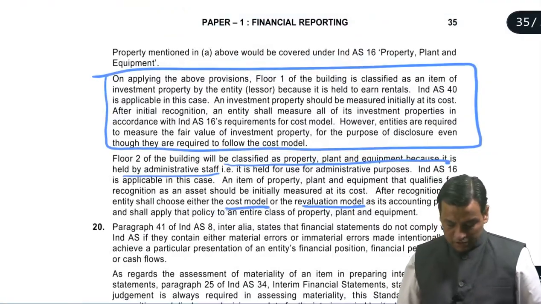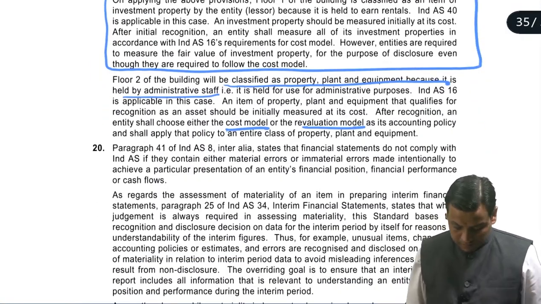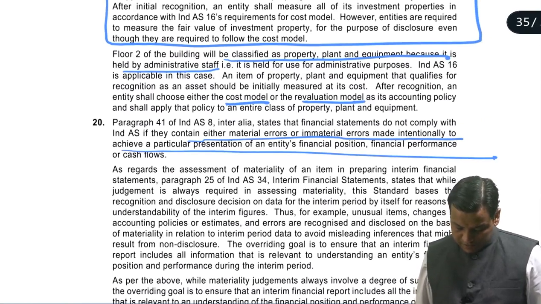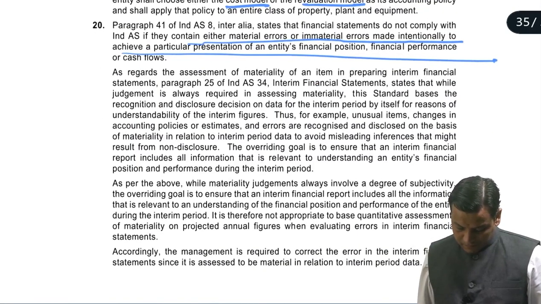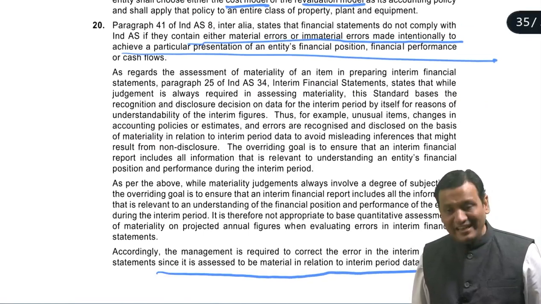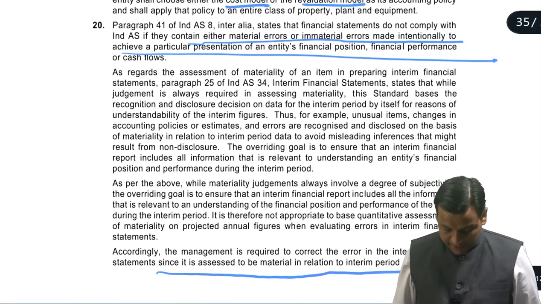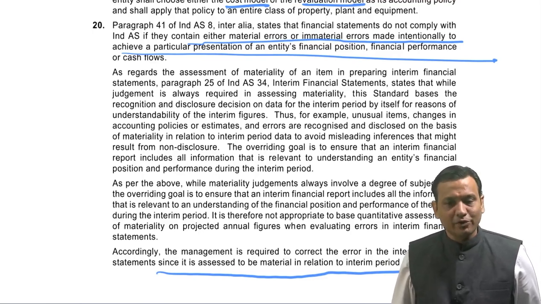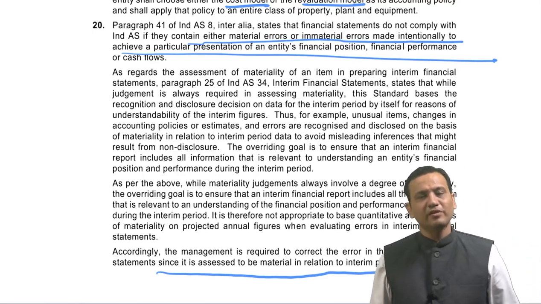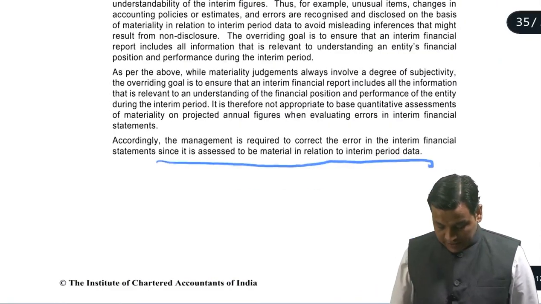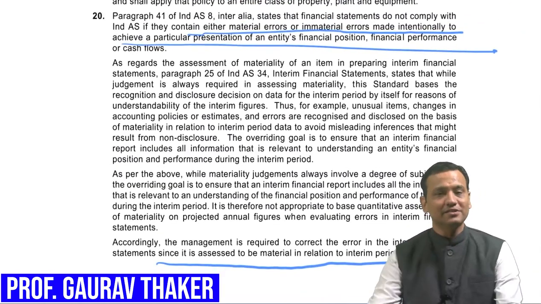A theoretical solution: they contain either material errors or immaterial errors made intentionally to achieve a particular presentation. We are supposed to assess in relation to interim period data and not annual data. Okay, so the overall point is that the materiality aspect will be assessed at interim data level and not at overall level. So friends, that is the end to our RTP discussion.